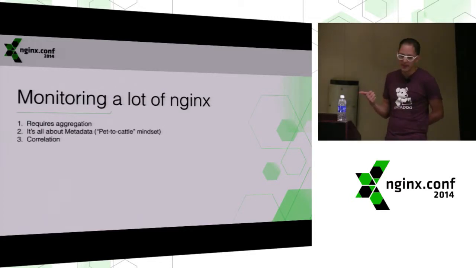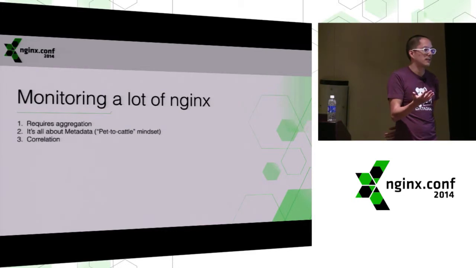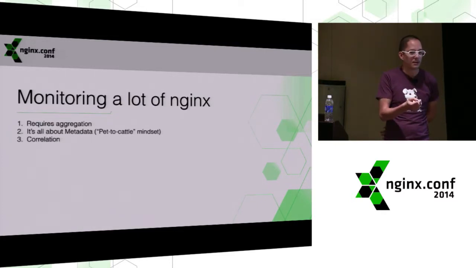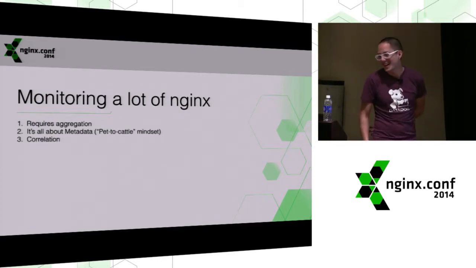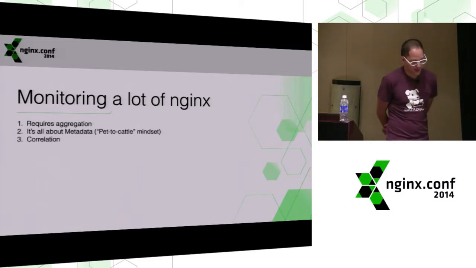The first thing it has, so let's say you have, I don't know, who has more than 1,000 Nginx instances in production right now? Okay, more than 500. Okay, so more than 100? All right, more than 2? Okay, cool.